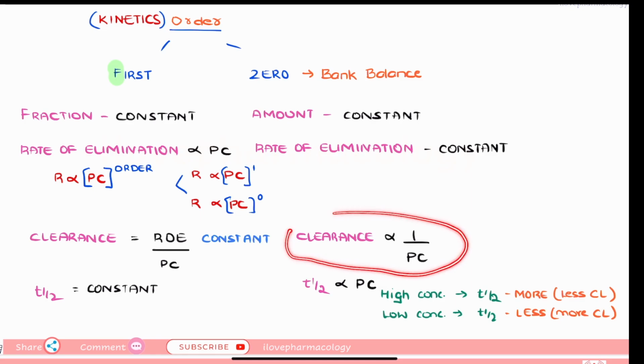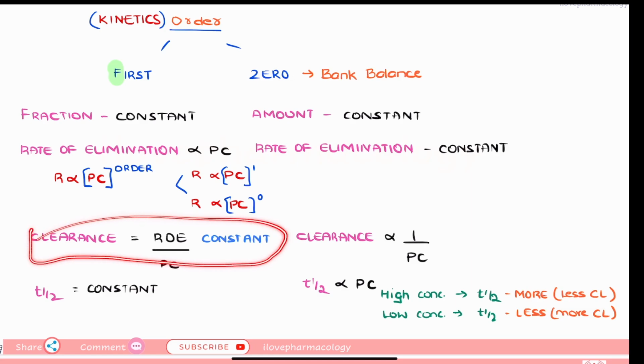So what about the clearance? Here you need to remember, with respect to zero order kinetics, the clearance is inversely proportional to the plasma concentration. As the plasma concentration increases, the clearance will decrease because a constant amount of drug is eliminated per hour. So it is not proportional to the plasma concentration. That's why the clearance will decrease as plasma concentration increases. Whereas it is not the case with first order kinetics, because the rate of elimination is proportional to the plasma concentration. So that's why the clearance will remain constant.